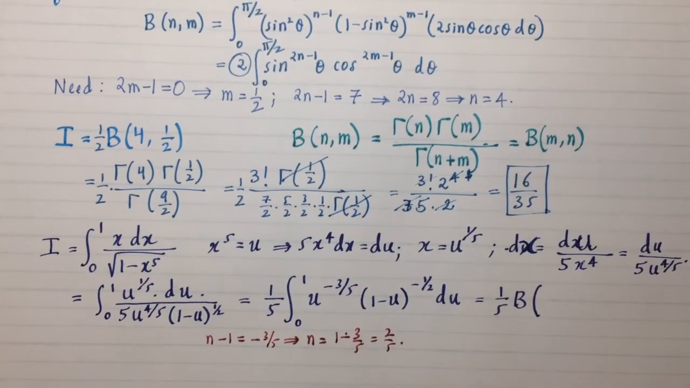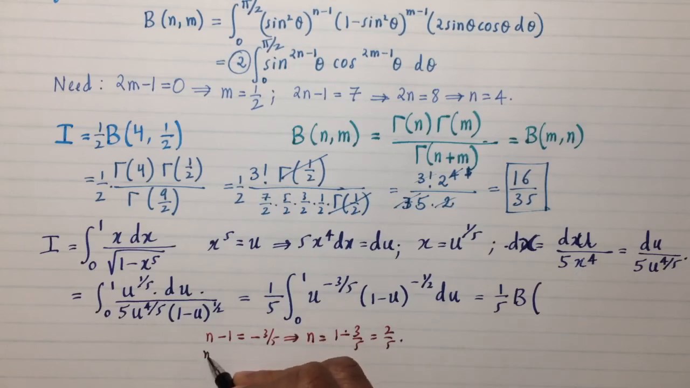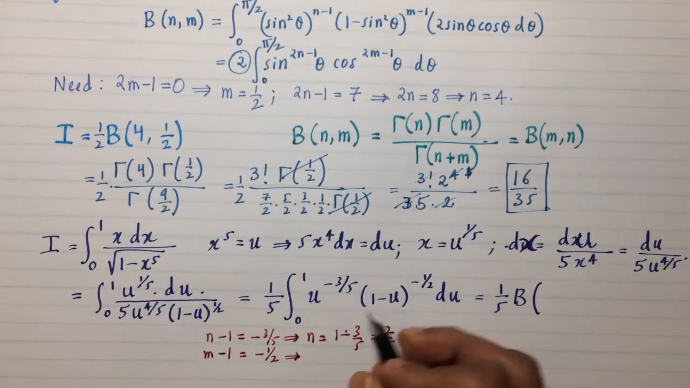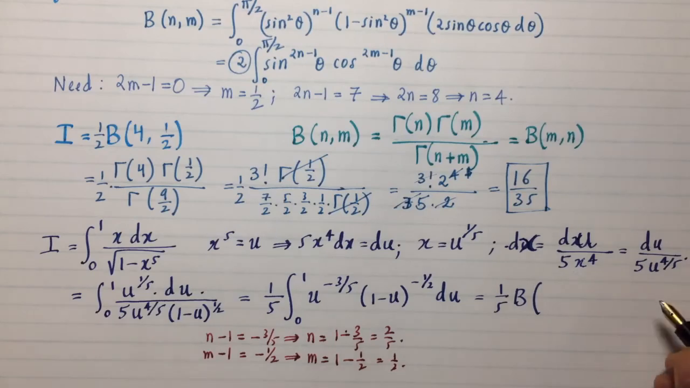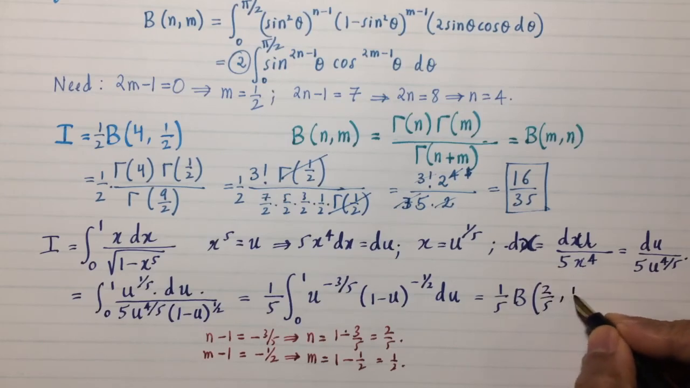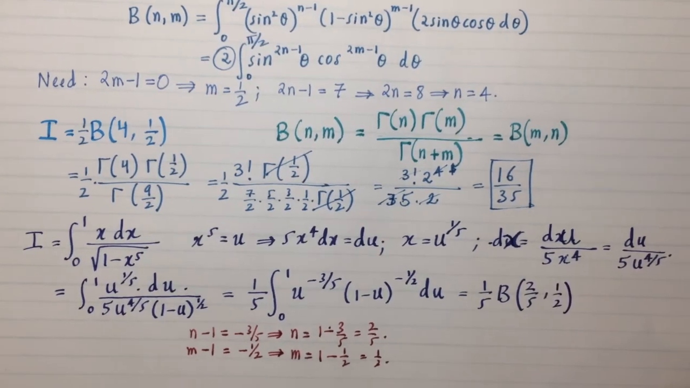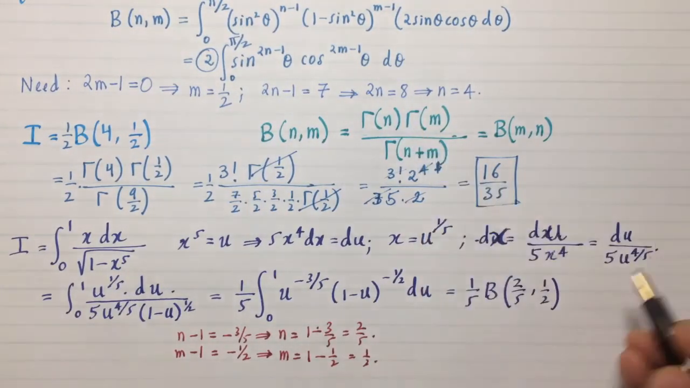Similarly, we have to set m minus 1 equal to negative half. So this part I think you should be very careful about, because there are so many negatives here. And so m equals 1 minus half, which is half. Once you figure out the m's and the n's, then you're good to go. So that's beta of 2/5 comma 1/2. And from this point onwards, you can use this famous identity.